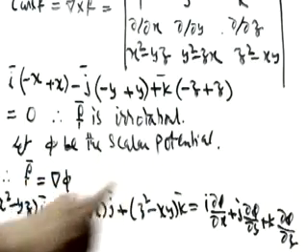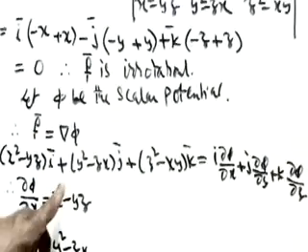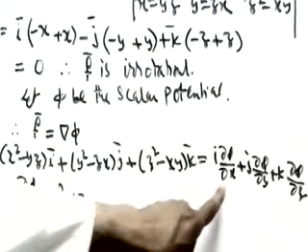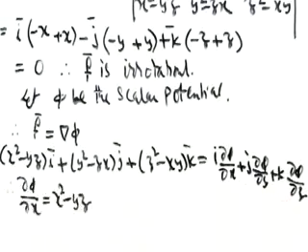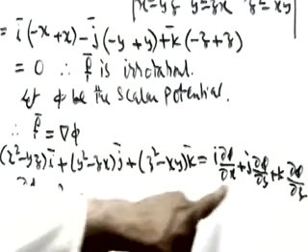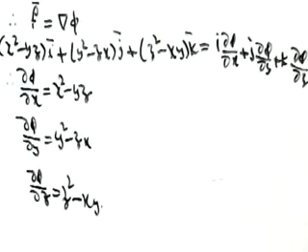Now we have to find the scalar potential. Let phi be the scalar potential. Therefore, we can write F equals del phi. This is the given function F equals del phi. Del phi is i dou phi by dou x plus j dou phi by dou y plus k dou phi by dou z. Now we compare: this is dou phi by dou x, this is dou phi by dou y, dou phi by dou z.